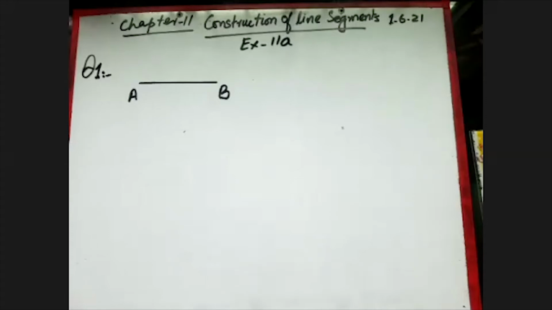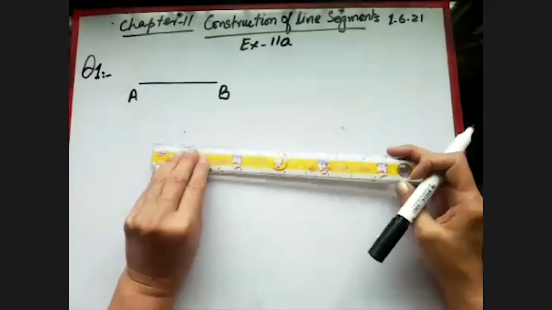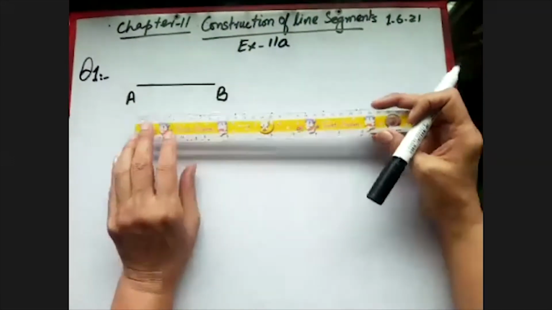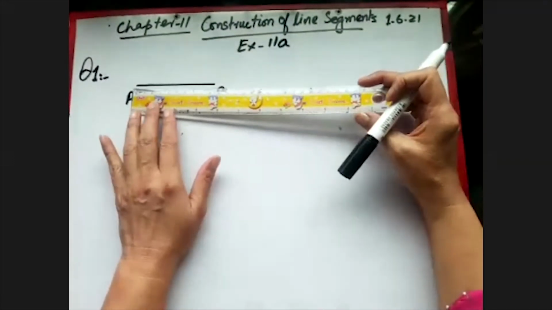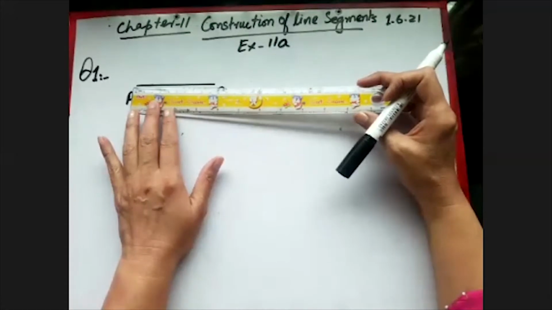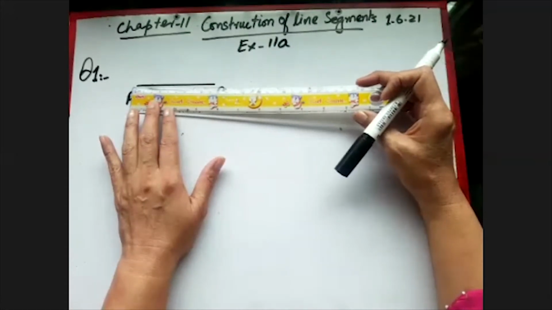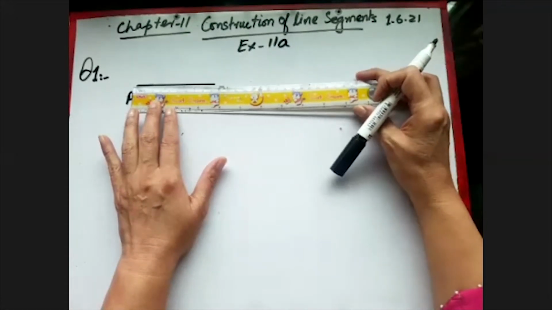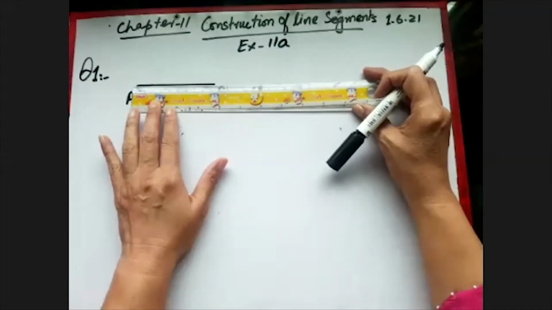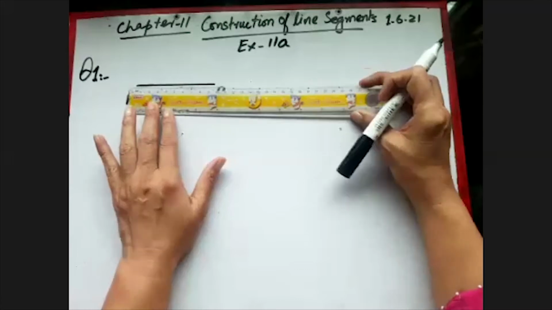Now you draw the line with the help of the divider and you have to measure its length with the help of a ruler. How to measure the line? You will put the zero of the centimeter side of the ruler on A, place the ruler along the line and measure it. How many centimeters are there? My line is 9.4 centimeter.